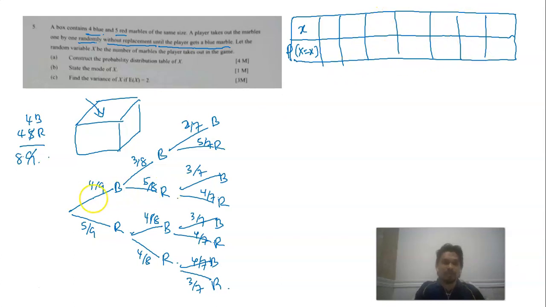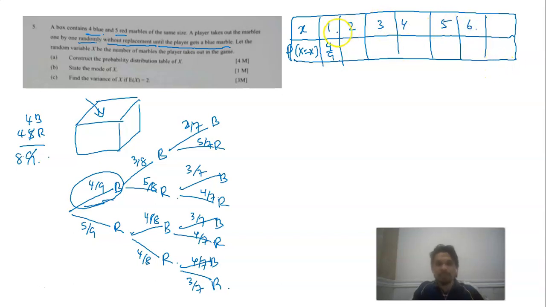Okay, if the first time I pick a ball from the box I straightaway get a blue, because the question said take the marbles one by one randomly without replacement until the player gets a blue marble, then X equals 1. The probability of a blue ball the first time is 4/9. Okay, let's say X equals 2, 3, 4, 5, and 6.